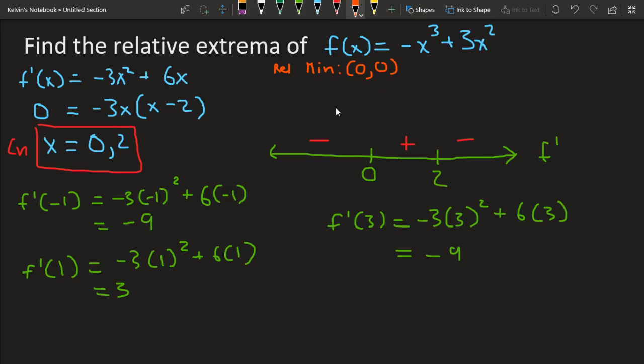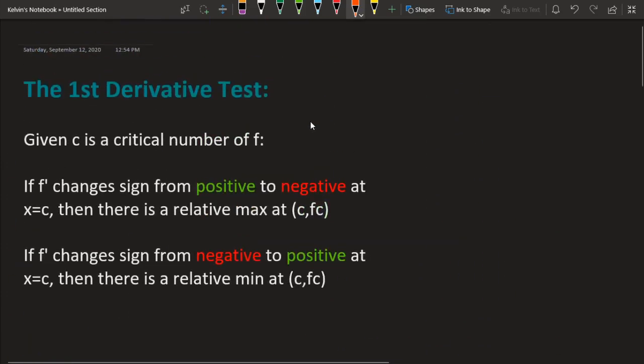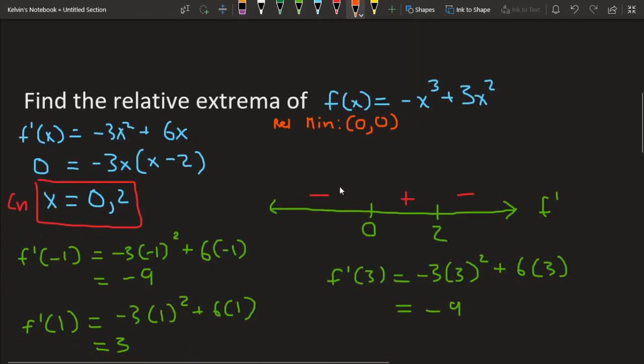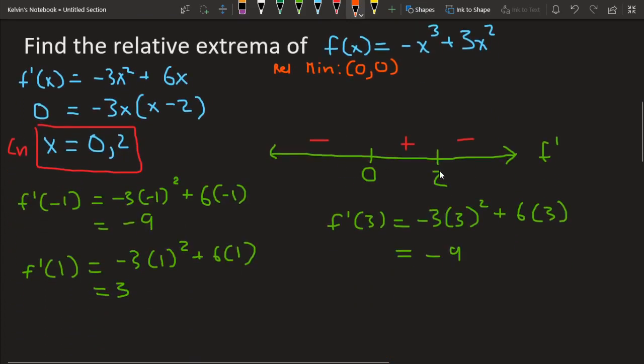Now what about the relative maximum, if there is one? Well, the relative maximum is when f prime changes sign from positive to negative. And in this case, at point 2, the signs change from positive to negative, which means that there's a relative maximum at point 2, comma, and now we have to plug 2 into here.